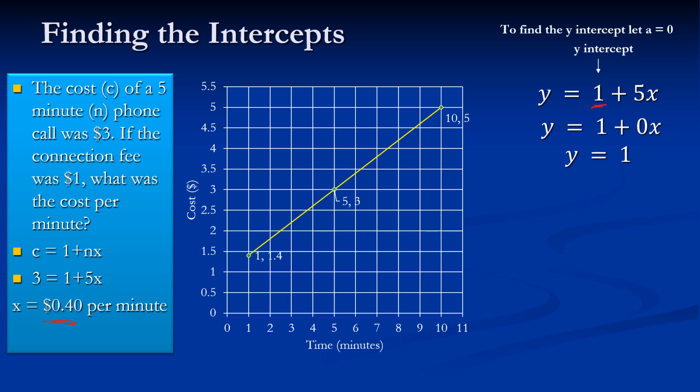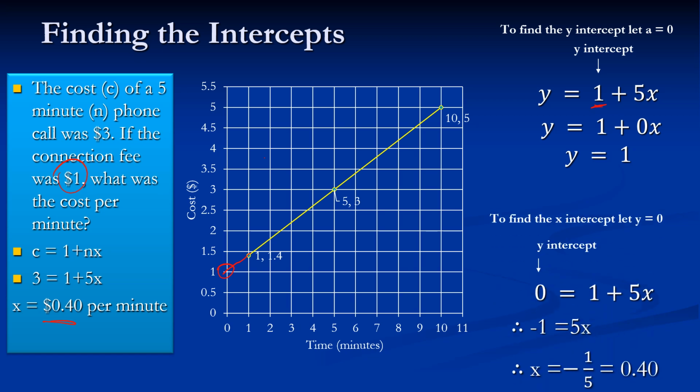So we've got our y-intercept, and you notice that if I continue that down, that should indeed intercept the line at $1. And it also makes sense. If a connection fee is $1 as soon as you pick up, that's going to be the start of the cost.